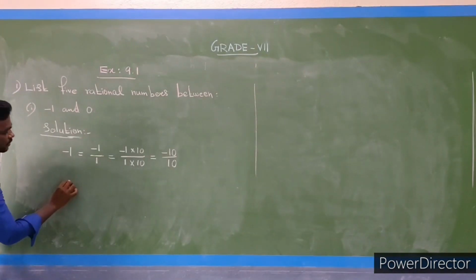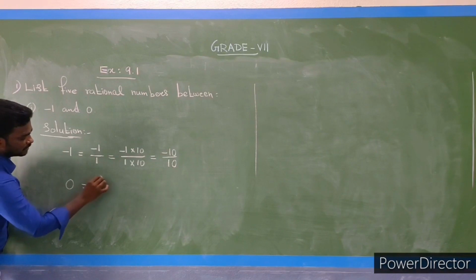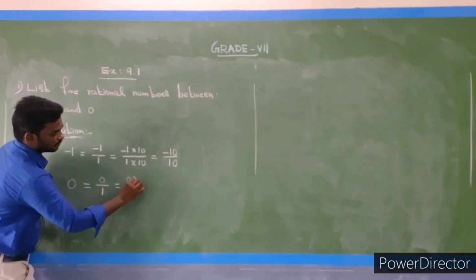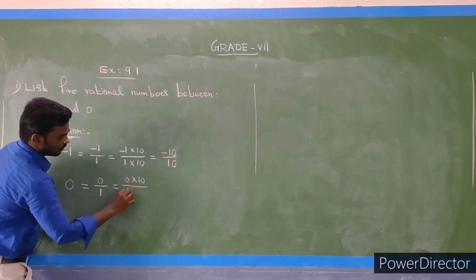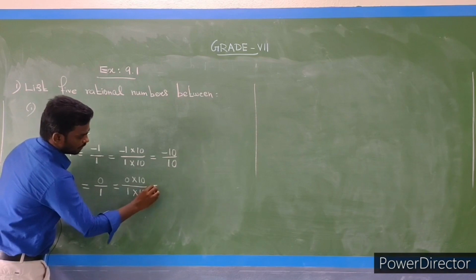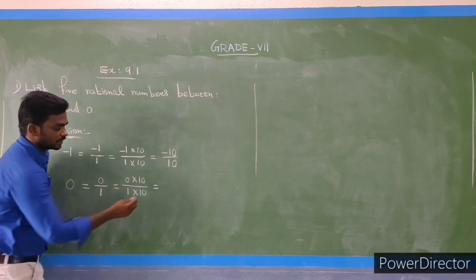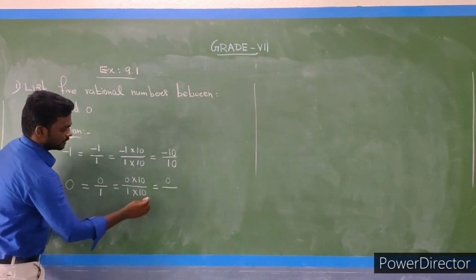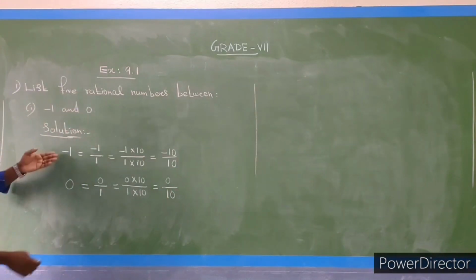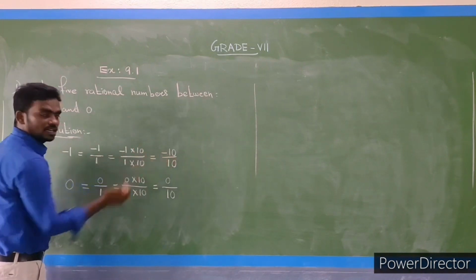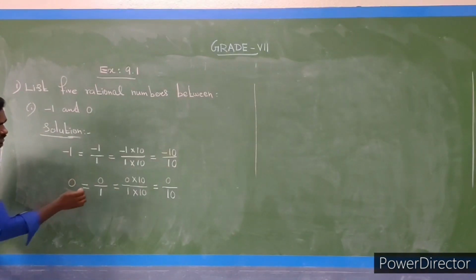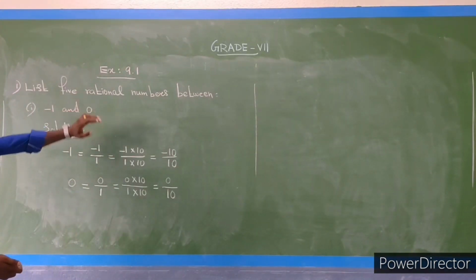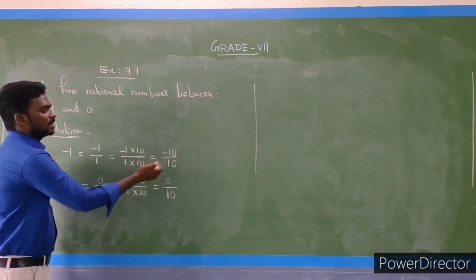Next, 0. 0 can be written as 0 divided by 1, which is equal to 0 into 10 divided by 1 into 10. So the numerator and the denominator are multiplied by 10. 0 tens are 0, divided by 1 ten, which is 10. So minus 1 can be written as minus 10 divided by 10 and 0 can be written as 0 divided by 10. Next, we have to find 5 rational numbers between minus 10 by 10 and 0 by 10.